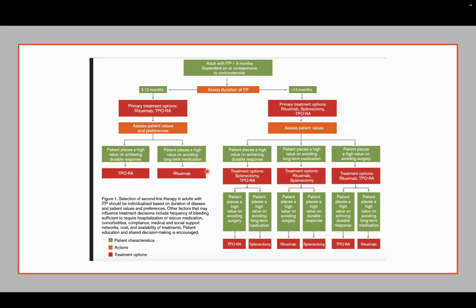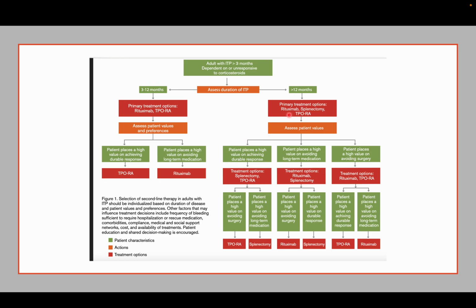So rituximab is for avoiding long-term medication. Rituximab is an injection that you give once weekly for 4 weeks, that is 375 mg per meter square. The response will last for at least 6 months to 12 months. So in 2 to 4 weeks it is done. But the response is better with the TPO when compared to rituximab. With rituximab it will recur again, so the response will only last for 6 months to 12 months.